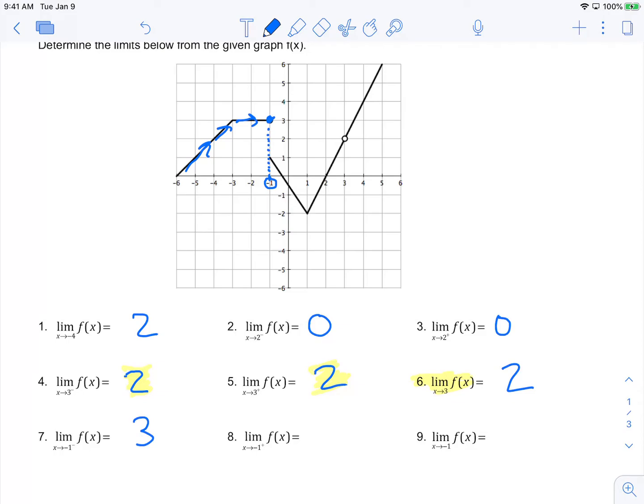Okay? But now let's see what happens if I go from the right. So if I approach from the right, so I'm coming from the right side of the graph. So I'm going this way, take a turn, go this way. And now as I get close to -1, it looks like I'm heading towards this value right here, which is y equals 1.